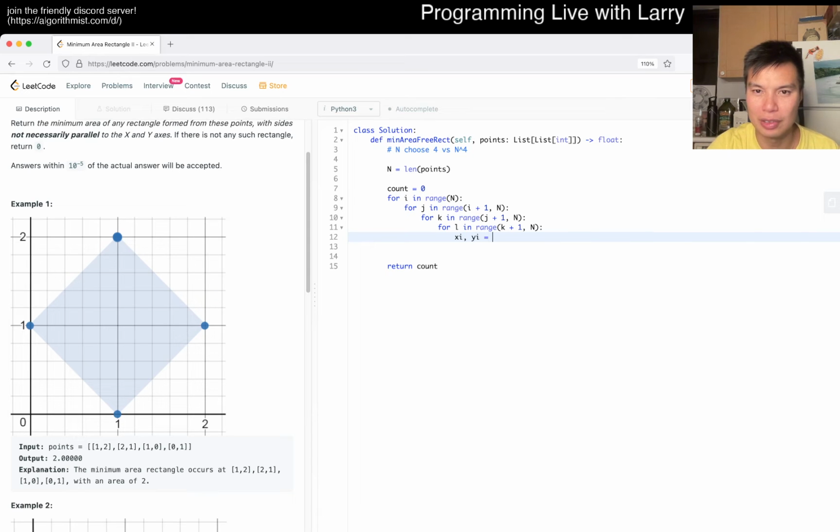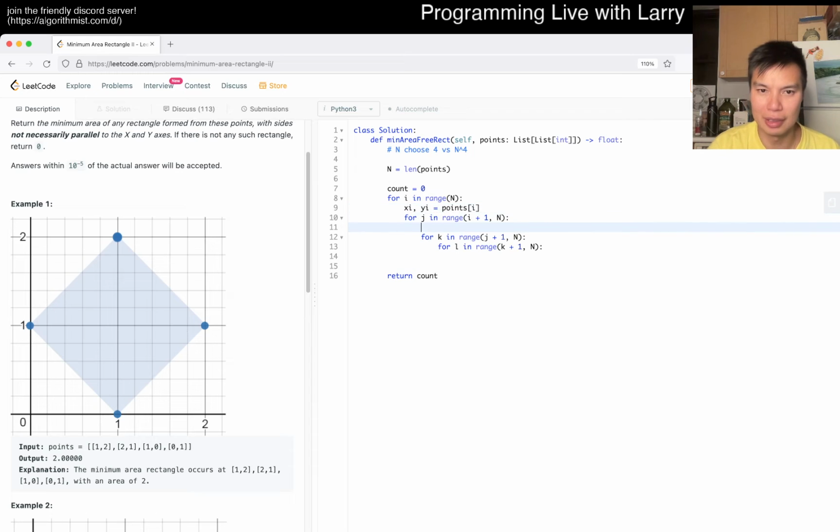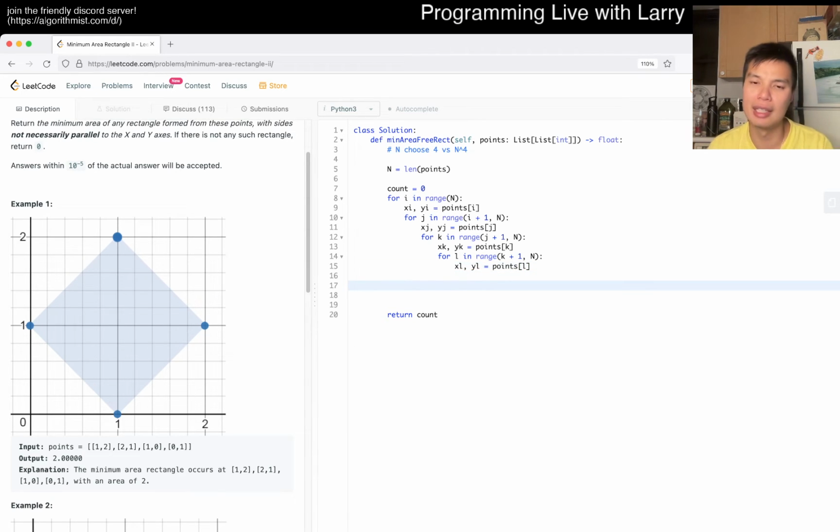xi, yi is equal to points of i, I guess just this, because maybe I could just put it here as well. And then xj, yj is equal to points of j, xk, yk, points of k, and then xl, yl is equal to points of l. And then here, like we said, the length of all of these. So I usually would write a helper function for this, but I feel like LeetCode is very slow. Okay, so let's just do it anyway. We'll see what happens. If it's too slow, we'll optimize it out.